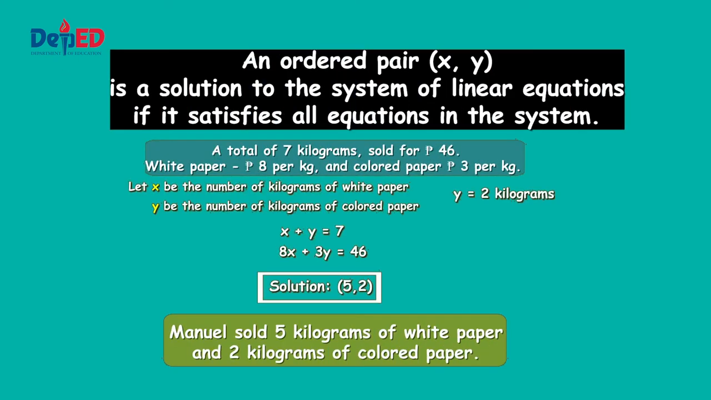And again, an ordered pair (x, y) is a solution to the system of linear equations if it satisfies all equations in the system. I know that you have learned a lot in this endeavor of solving systems by elimination or by the addition method. Now let us see and evaluate what you have learned. Let's answer some exercises.